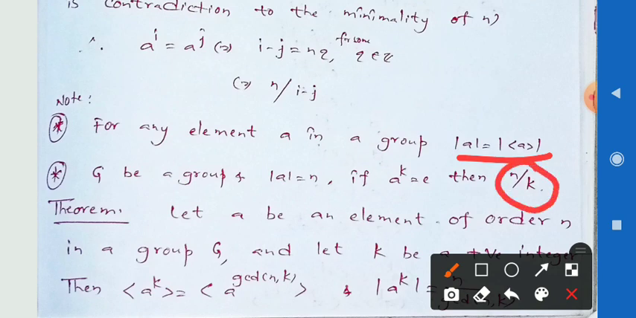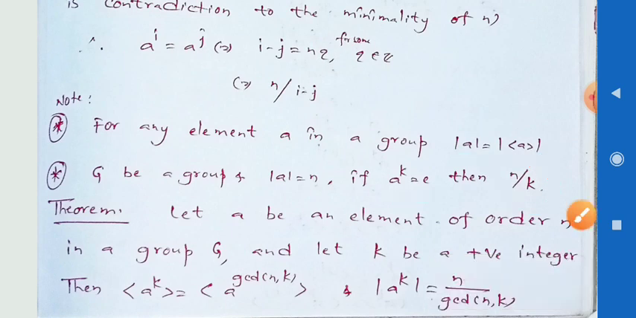Once again, if the order of a is equal to n, and a^k = e, that is, the a^k value is equal to the identity element, then we can say that k must be divisible by n, meaning n divides k.